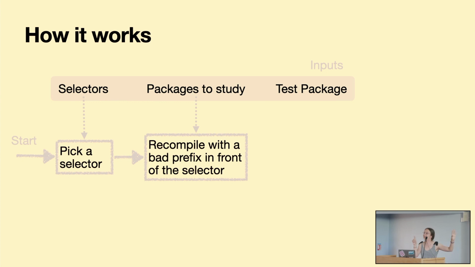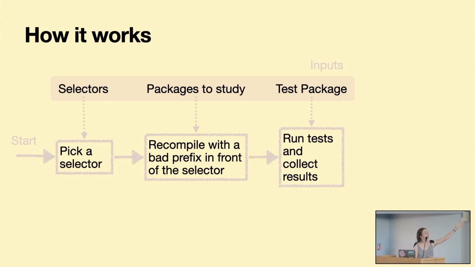For now, it's like bad_original_selector. And this means that when the test is going to run, we are going to get a DNU, a doesNotUnderstand exception. So like this, when I run the test, it will fail. And then I can collect the results and know which are the tests that were using this selector when running.